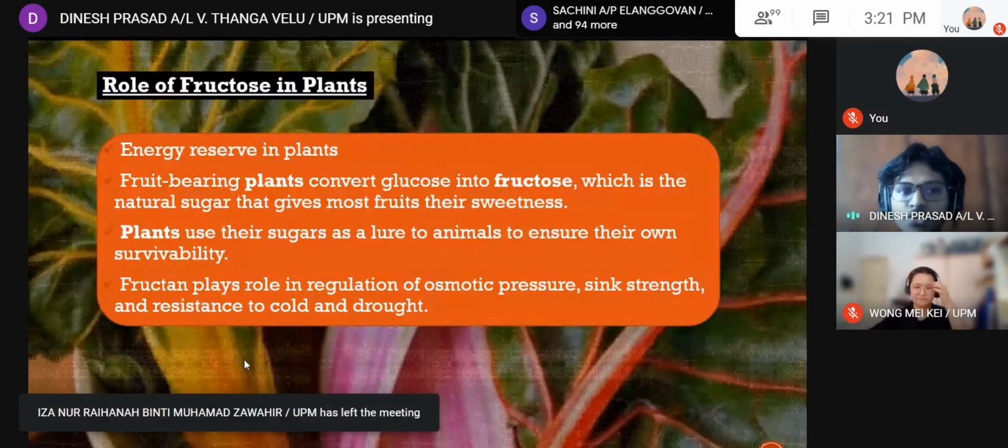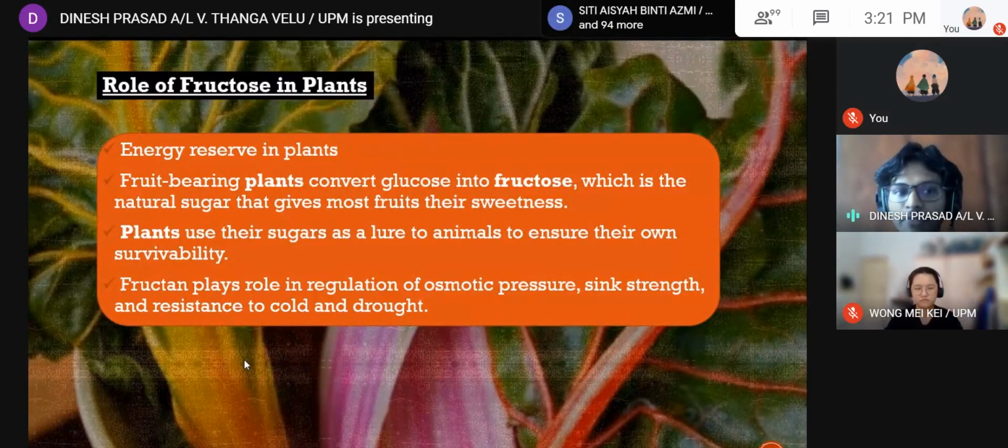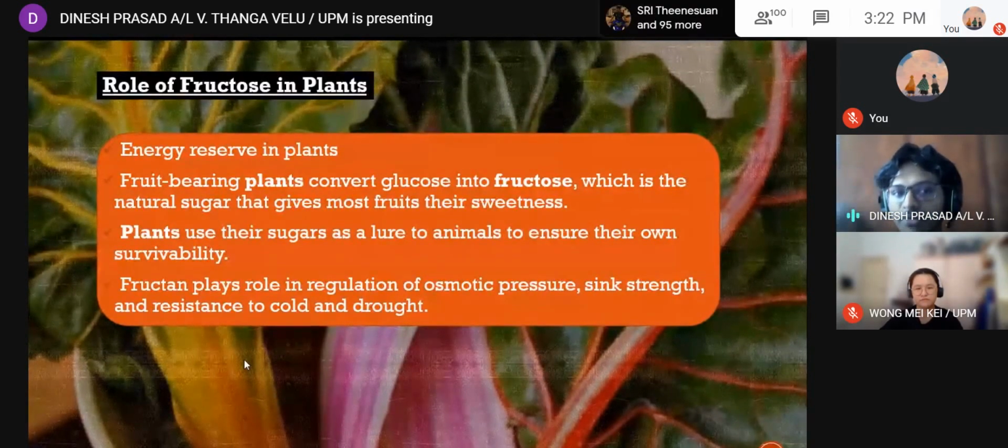And the third point is plants use their sugars as a lure to animals to ensure their own survivability. This means that plants have fructose that attracts the animals and also humans, to germinate their seeds. If it is humans, we tend to plant the fruits and vegetables, and this is a type of germination of the plants, ensuring the survival of their species.